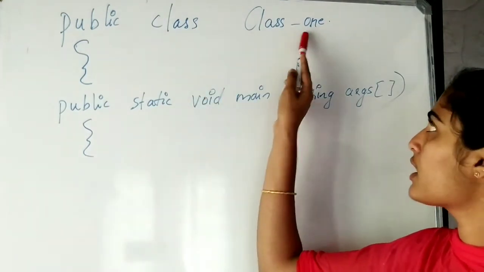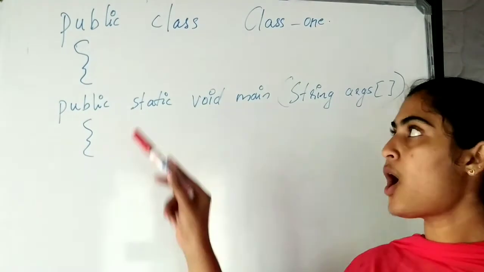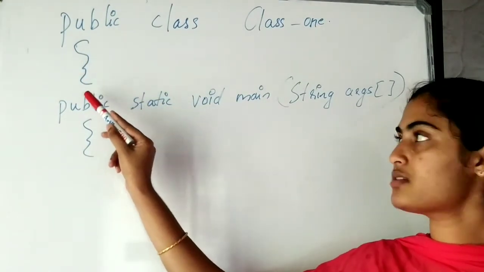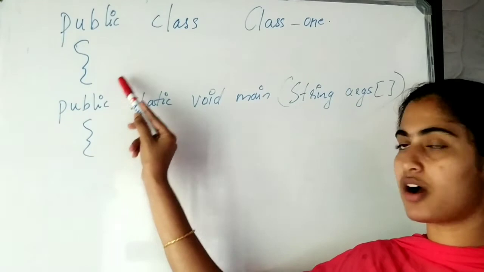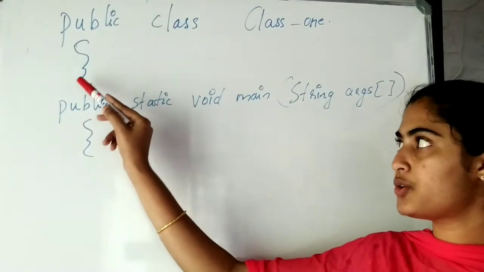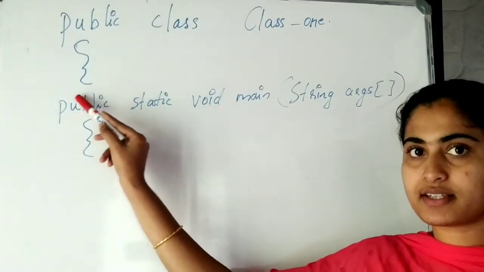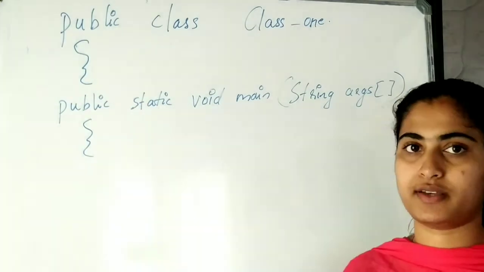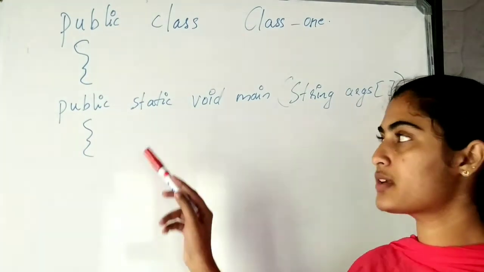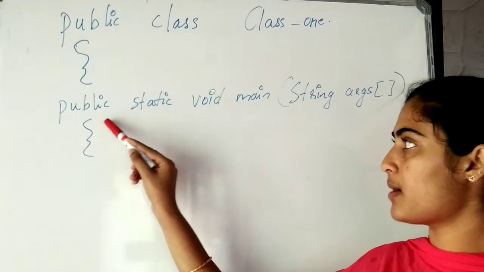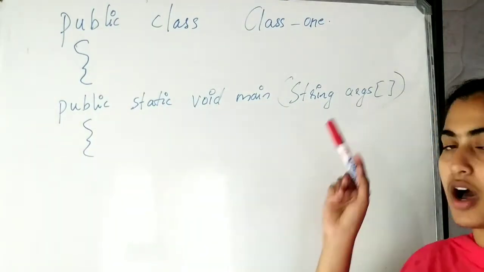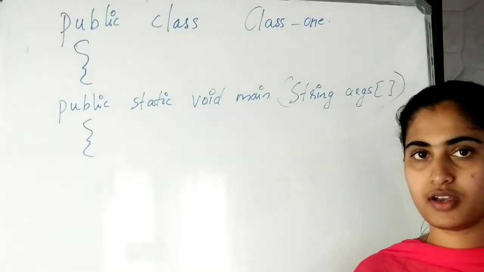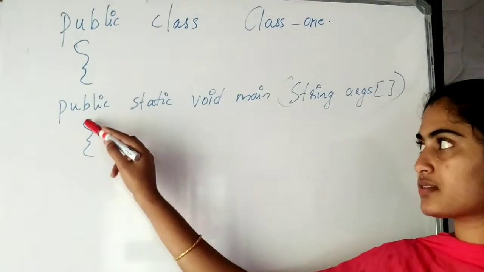Class, class name. Then opening braces will appear. This is what you mean by opening braces. After writing class, on the next line you have to enter opening braces. After opening braces, another statement appears, that is public static void main string argument. After opening braces, this statement appears.